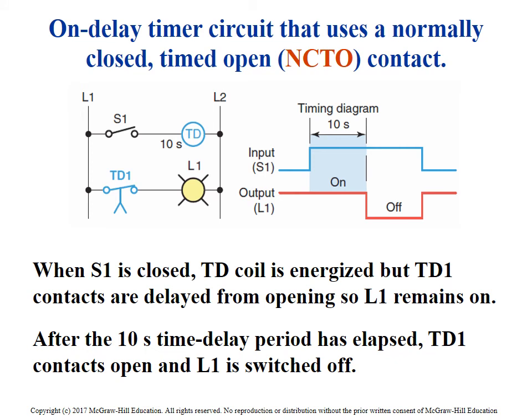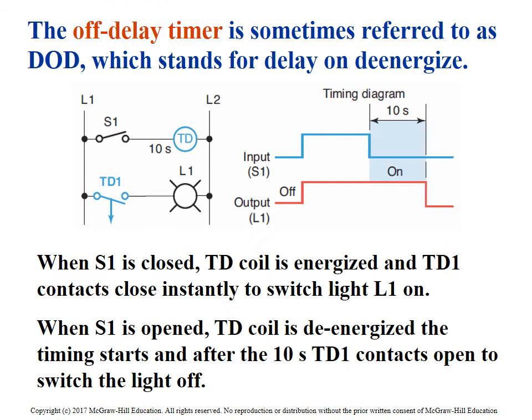So here we are, normally closed timer on contact. Again, same idea. That input turns on and then the output, because it's normally closed, goes from an on state to an off state, is what they're showing us here.